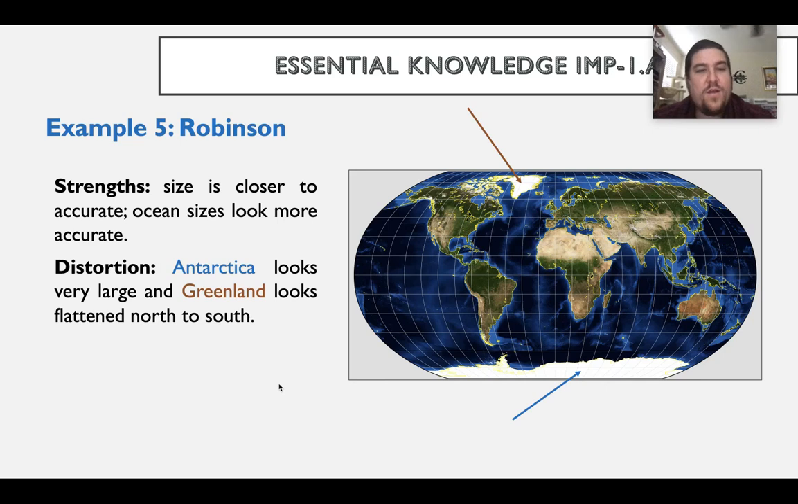Robinson projection. Size is closer to accurate. Ocean sizes look more accurate. Antarctica looks very large and Greenland looks flattened to the north. Robinson distorts a little bit of everything to be as accurate as possible in all areas.